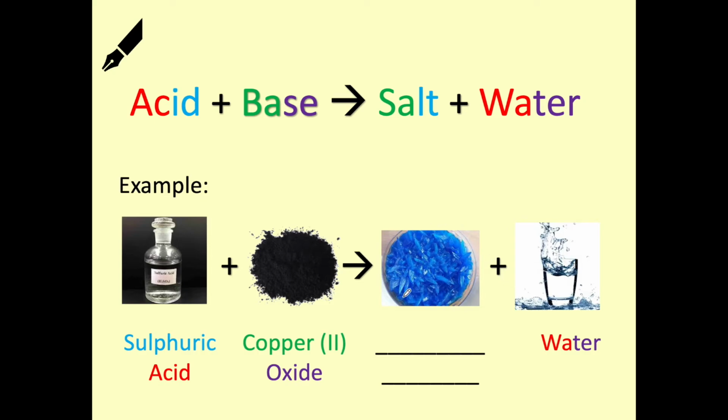And so thinking about how we're going to name this salt is going to be the same principle as how we previously named salts. The first part comes from the metal that's come from the base, and the second part comes from the type of acid that we used. So we're going to have our copper, and the sulfuric makes a sulfate. So copper sulfate.